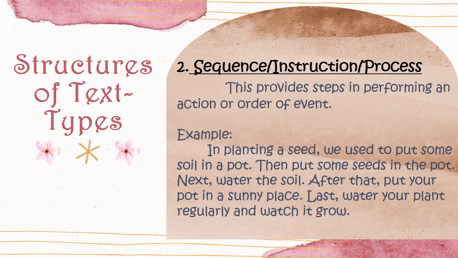Number 2, sequence, instruction, and process. This provides steps in performing an action or order of events. Example, in planting a seed, we used to put some soil in a pot. Then, put some seeds in the pot. Next, water the soil. After that, put your pot in a sunny place. Last, water your plant regularly and watch it grow. So, maaari ring magbigay ng procedure or pamamaraan ang text type.